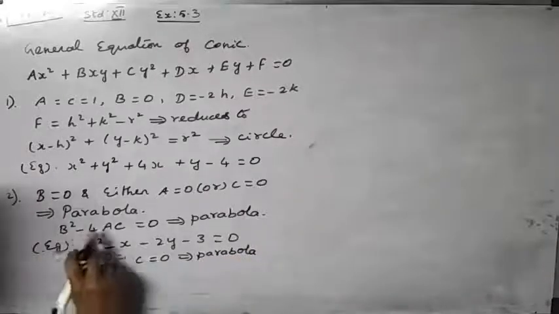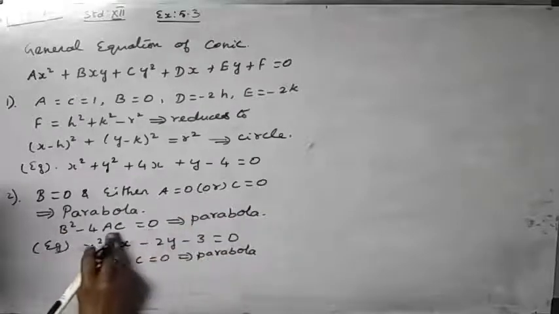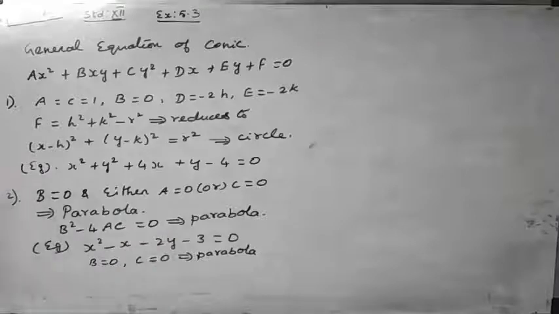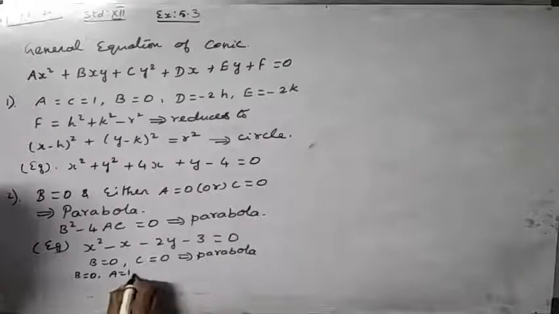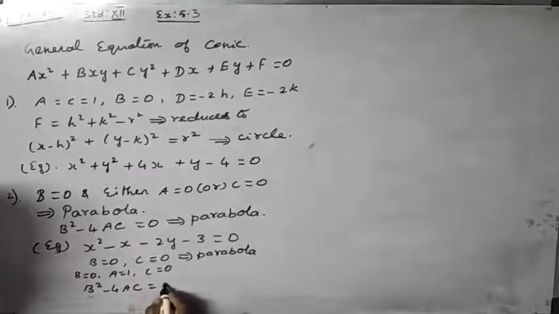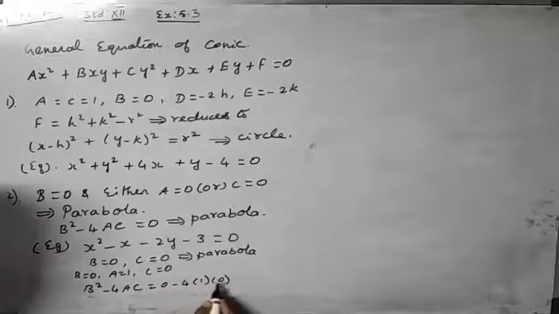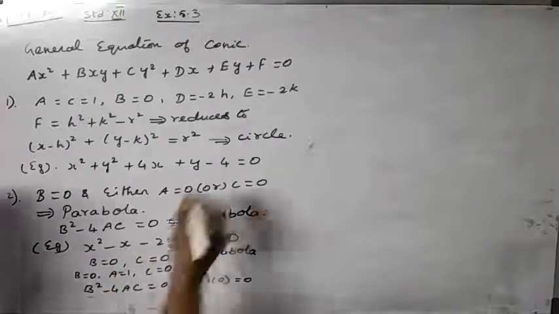இப்போ in case இந்த condition ஞாபகம் வச்சிருக்க கஷ்டமா இருக்குன்னு சொன்னா you can take this b square minus 4ac is equal to 0. இங்க நீங்க என்ன எழுதிக்கலாம்? b equal to 0, a equal to 1, c equal to 0. So b square minus 4ac is equal to 0 minus 4 into 1 into 0. So 4 into 0 is 0, equal to 0. இப்போ b square minus 4ac 0 வந்துச்சுன்னா parabola-ன்னு எழுதலாம். ஏதாவது ஒரு கண்டிஷன் ஞாபகம் வச்சுக்கோங்க.